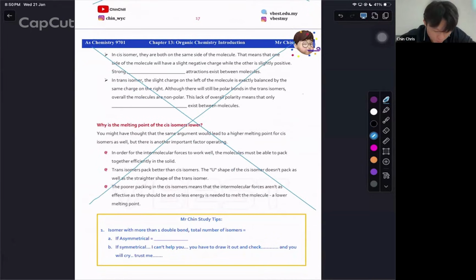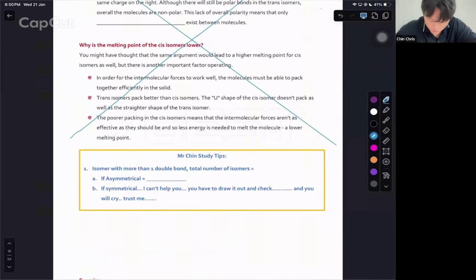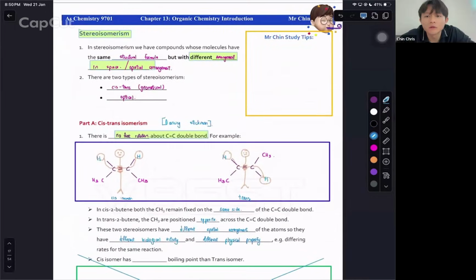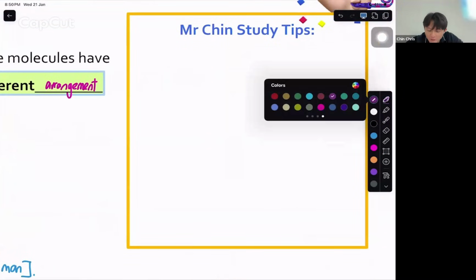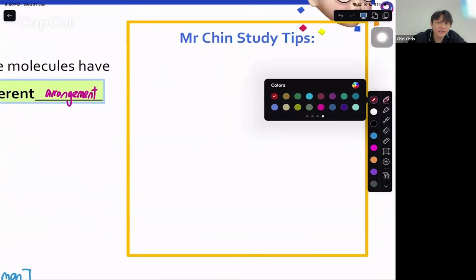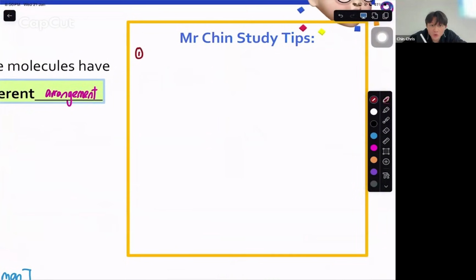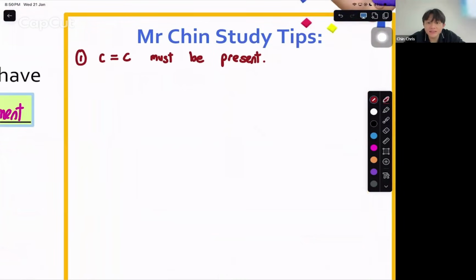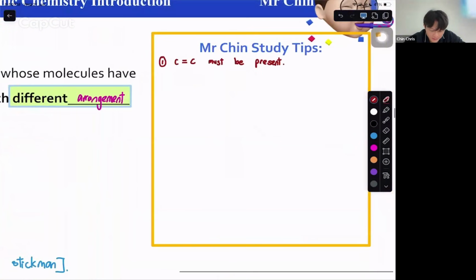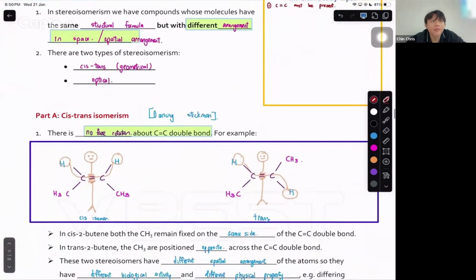Alright guys, now let's continue. I'm going to give you some study tips to identify cis-trans. In order for cis-trans to occur, remember this: you must have a C=C double bond present here. This is the first criterion. When you see a C=C, then it might have cis-trans.